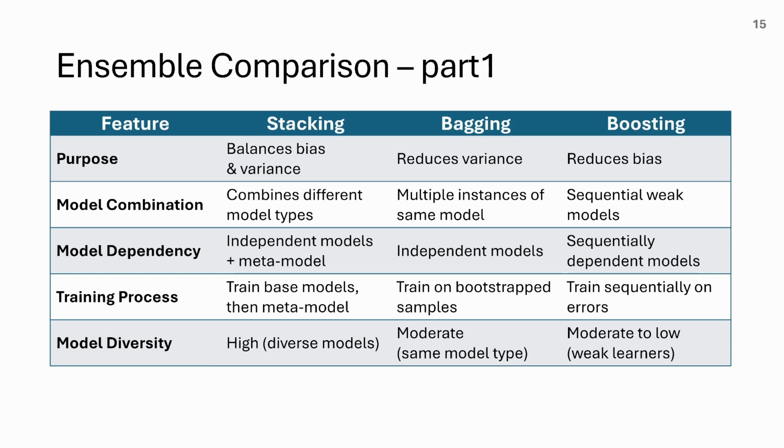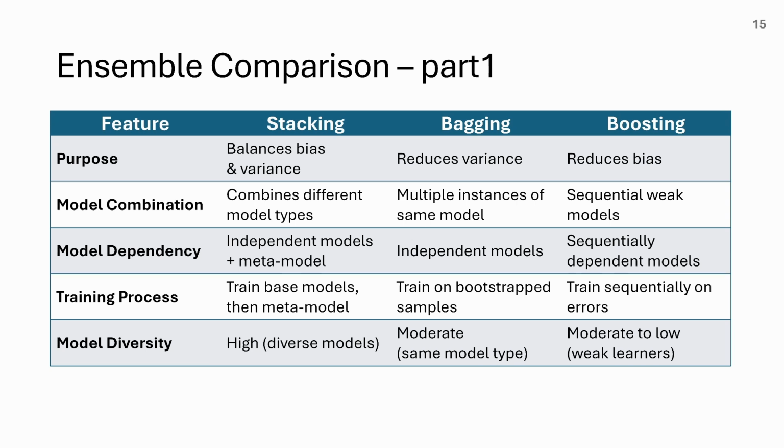What about model combination? Stacking combines predictions from different model types through a meta model. For example, a logistic regression, a decision tree, and a support vector machine might all generate predictions that are then passed to a meta learner, which learns the best way to weight these predictions.